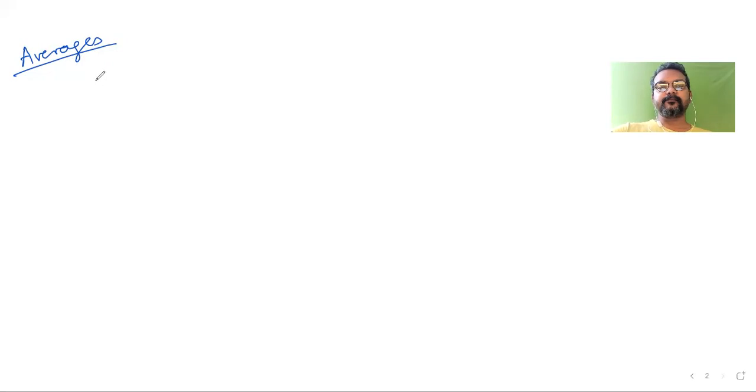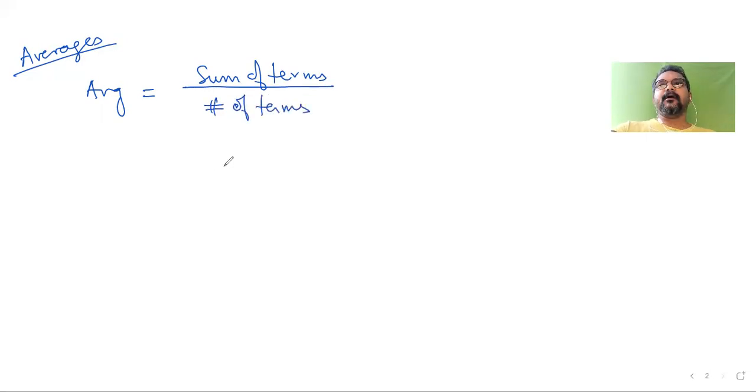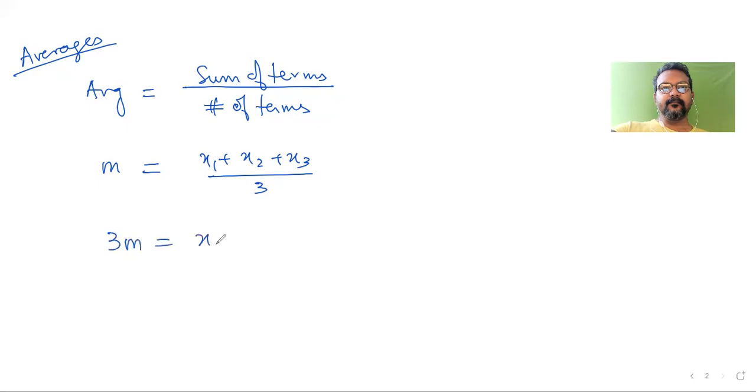So for example, let me just write that down. Average is the sum of the terms, whatever the terms are, divided by the number of terms that you have. But this alone doesn't really help a lot. Let me just work on this a little bit. Just to give you an idea, say the terms are x1, x2, x3, just three terms, and the average is m. Let's call it the mean. So (x1 + x2 + x3) divided by 3 equals m. Now cross multiply. Then this is pretty obvious.